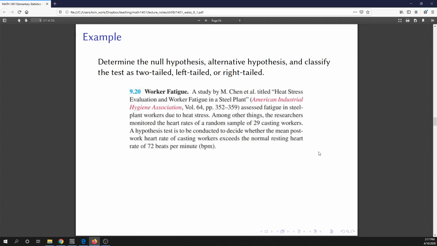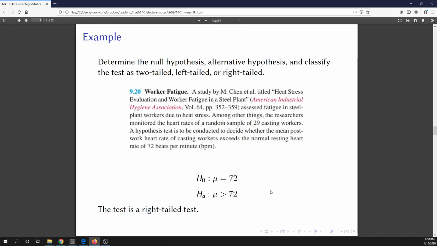So again, if you haven't watched the basics of hypothesis testing, you need to go back and look through that. In that video, we said there are three forms of the alternative hypothesis that we will have. And this one is the greater than. So just based on what they say, they are testing to see if the mean is greater than 72, or that's what they suspect.